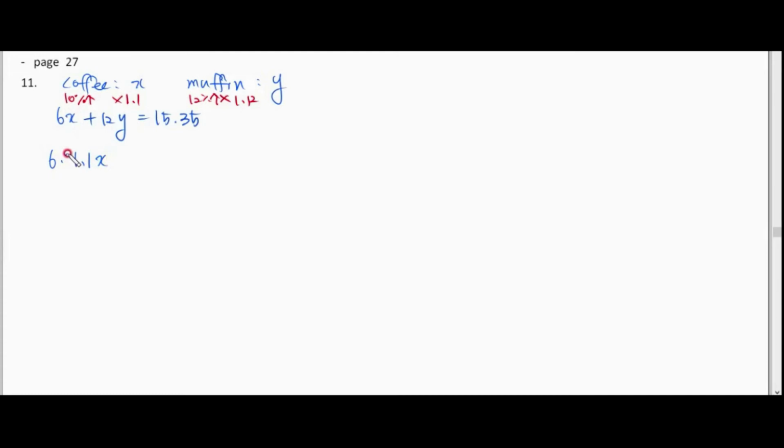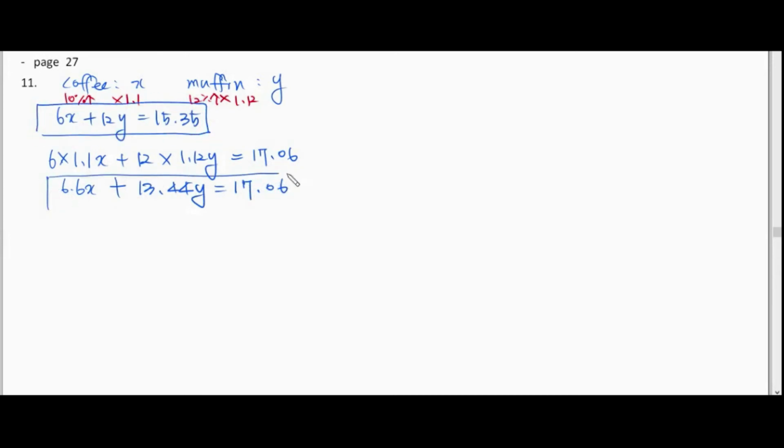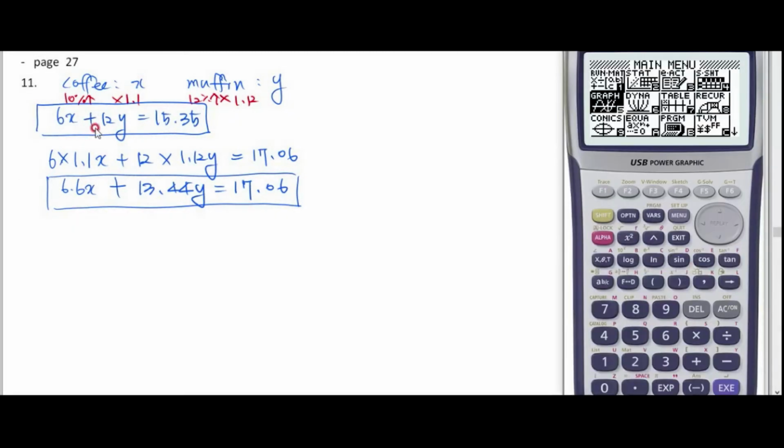Let's take the exact same 6 and multiply by 1.1x and add it there, and 12, still 12, multiplied by 1.12y, and that equals $17.06. So this will be 6.6x plus 13.44y, and that equals $17.06. Then we have two equations right here. We should solve it using simultaneous equations, but this time instead of writing it down, we'll just use calculators to solve it. Here is the calculator, and we can press menu like this, and we see this again.